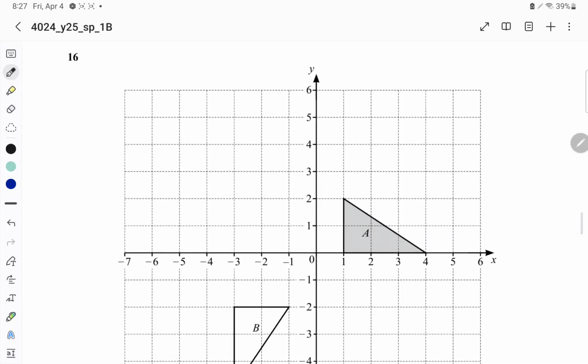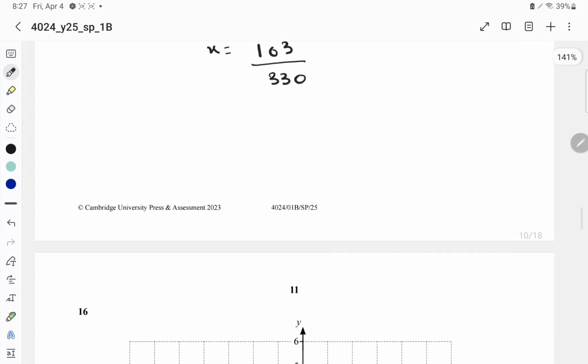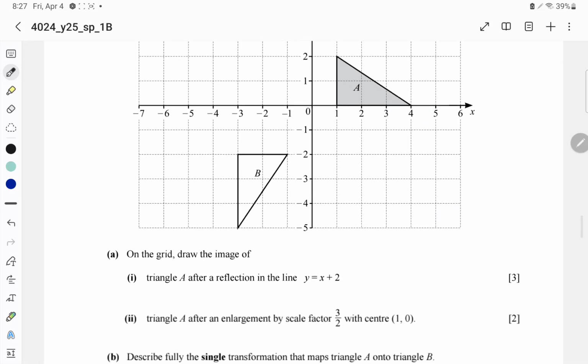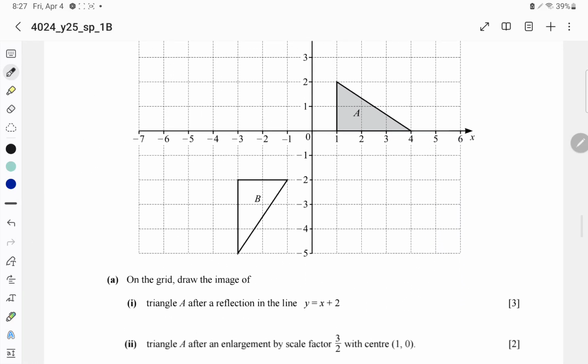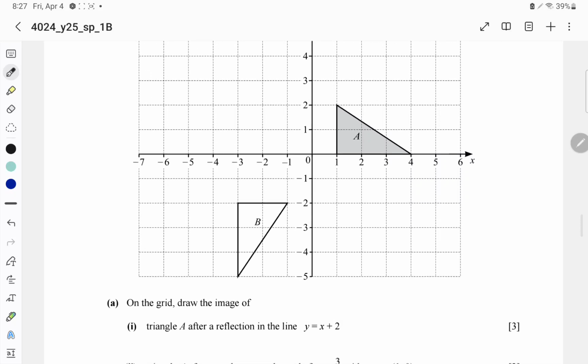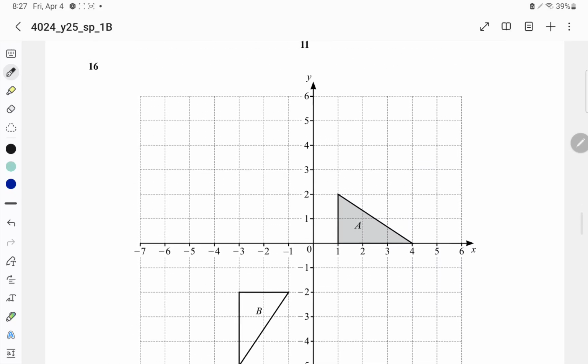Question number 16. On the grid, draw an image of triangle A after reflection in the line y equals x plus 2. First of all, I'm drawing the line y equals x plus 2. 2 is the y-intercept and 1 is the gradient, I do rise over run. Okay, so you can join them.